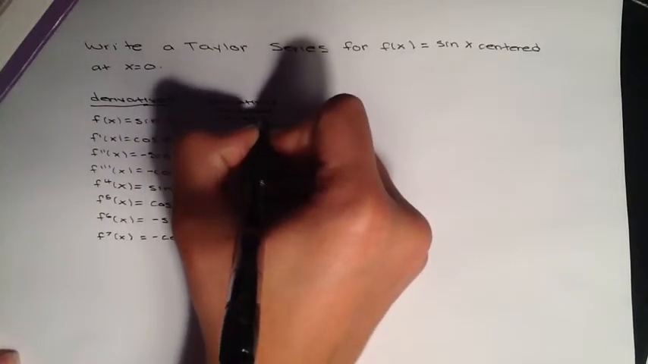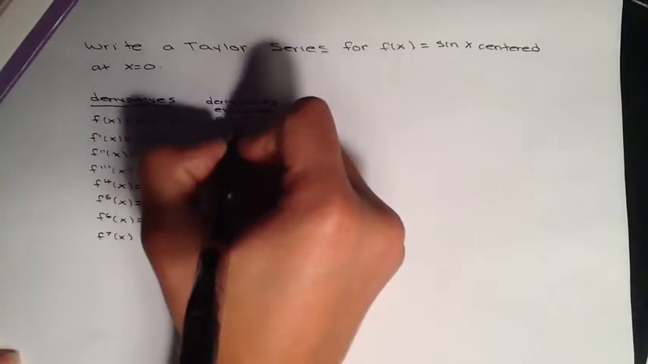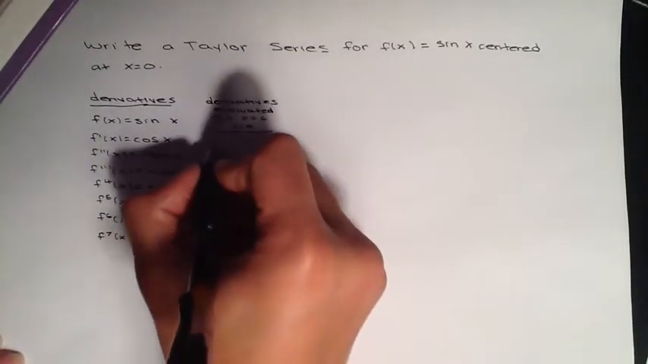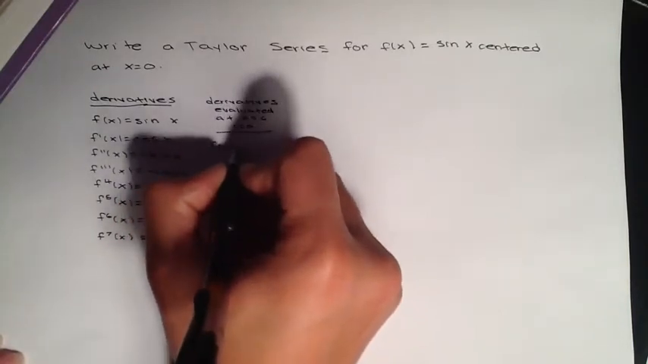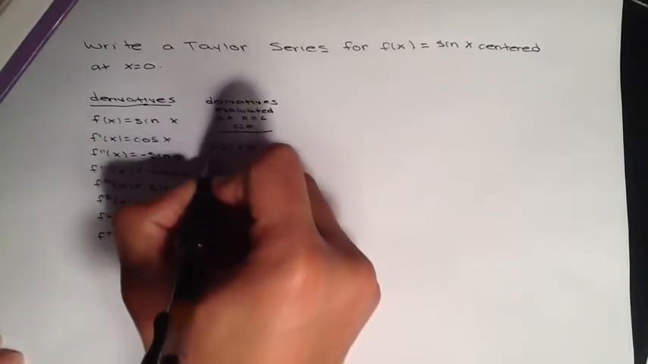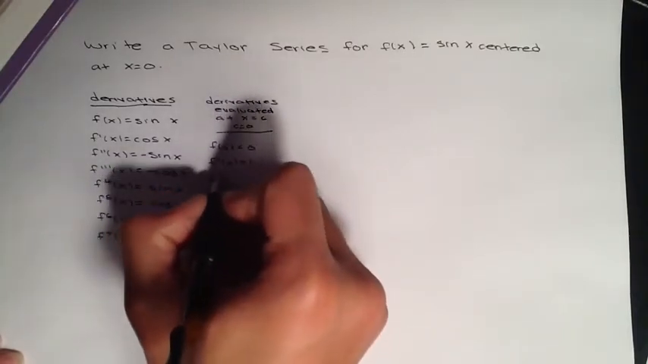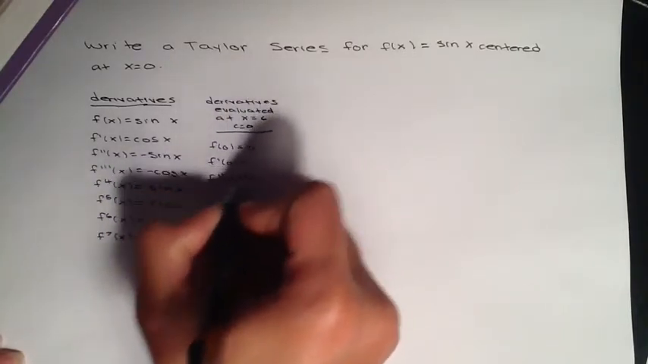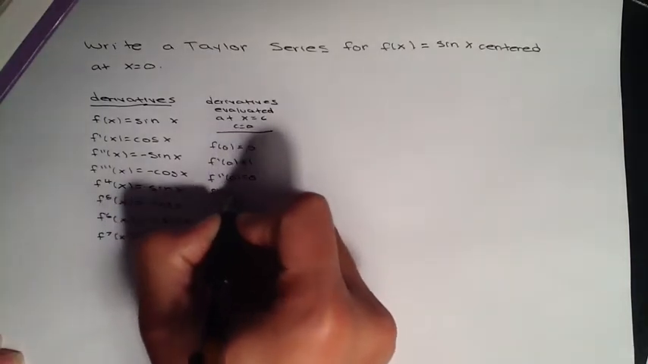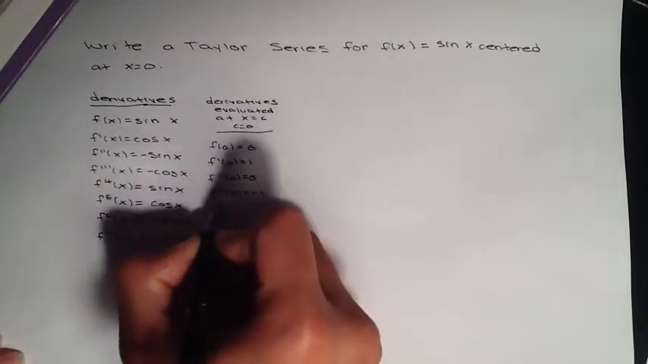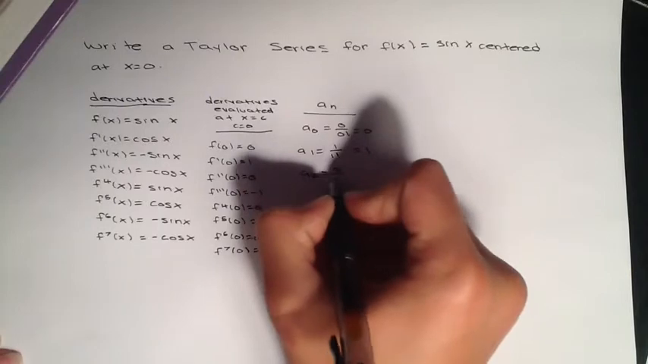Then we're going to evaluate each of these derivatives at x equals c, the center, or 0. So f of 0 equals sine of 0, which equals 0. F prime of 0 equals cosine of 0, which equals 1. F double prime of 0 equals negative sine of 0, which is still 0. F triple prime of 0 equals negative 1, and so on.